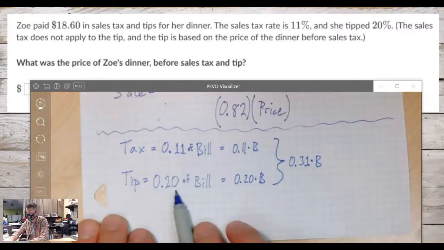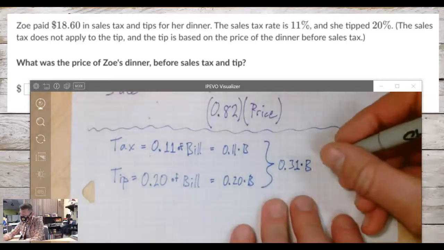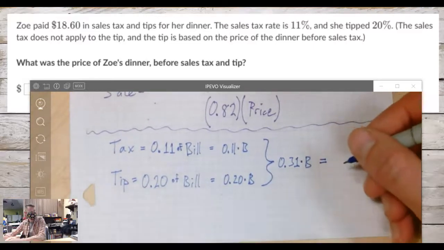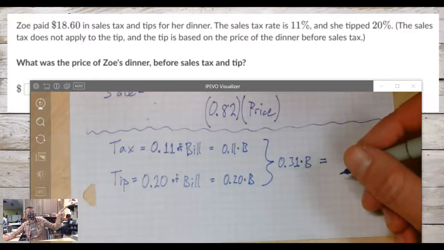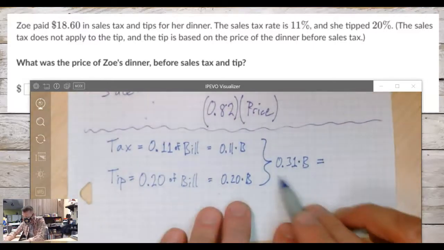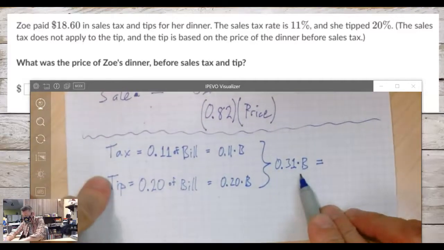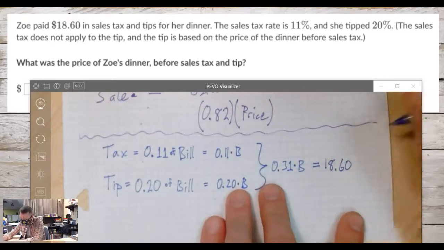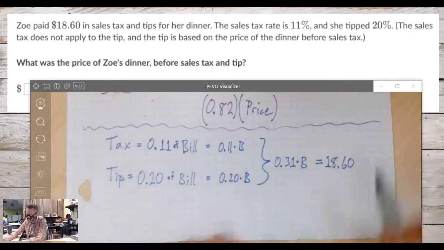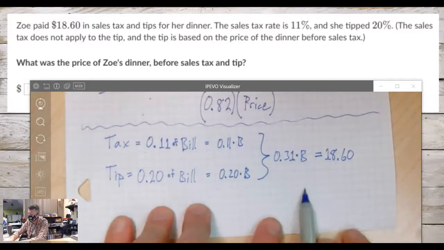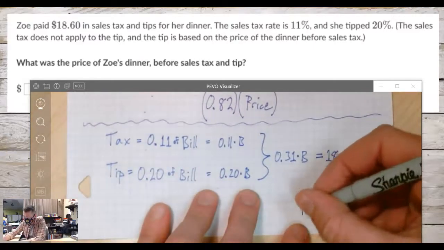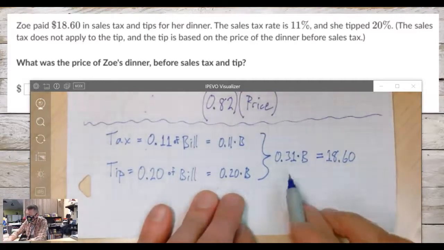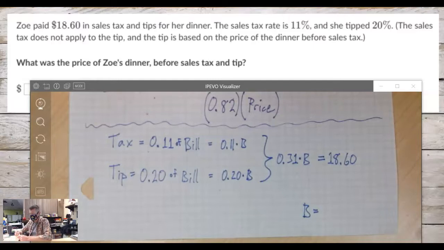Does that make sense? So now we can relate that to the fact that they tell us Zoe paid $18.60. This tip and tax together is $18.60. Now, based off what we did in class today, how can I get just one b? Like, how can I get the b by itself? What do I do with this 0.31? How do we make that giant 1?